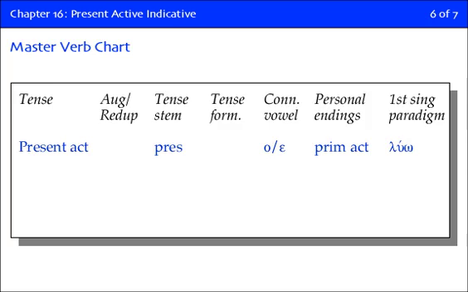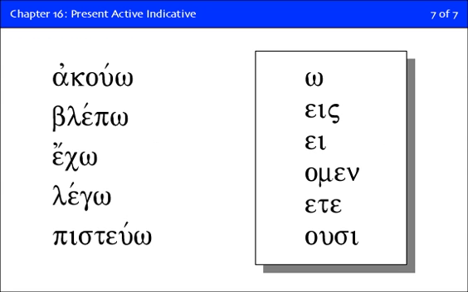Okay? Well, good. Okay, now let's look just briefly at the verbs we're going to learn in this chapter. And what I want to do is to say the verb and then go through the paradigm with each verb. Okay? Now let me show you how easy this is. Here's some of the new verbs that we're going to learn. Akouo means I hear, acoustic. Blepo is I see. Echo is I have, echo, echo. Echo means to have. Lego, no charge for that. Lego means I say, you already know that one. And pisteuo is I believe.